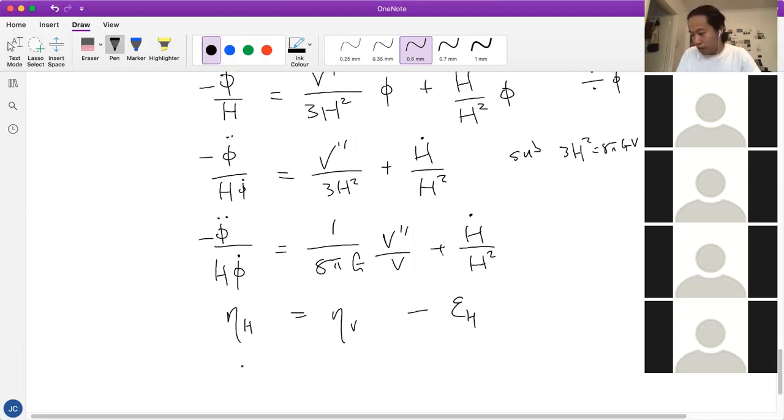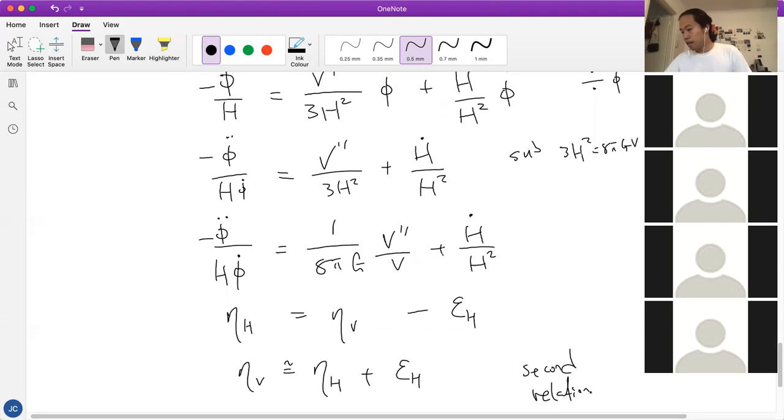And okay, that's just the backwards of the relation that we wanted. We just wanted eta v equals eta h plus epsilon h. Well, like approximately, since we took a couple of approximations. But yeah, that's the second one. Second relation. And that's it. Pretty straightforward this week. Just a little bit of algebra. Okay, any questions?